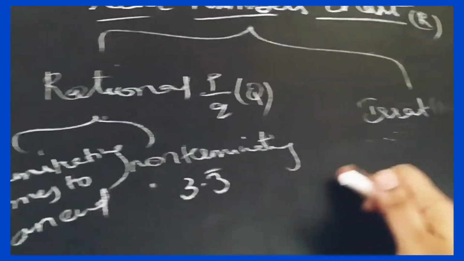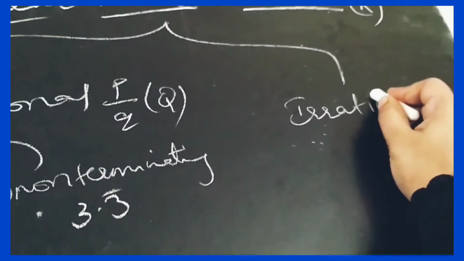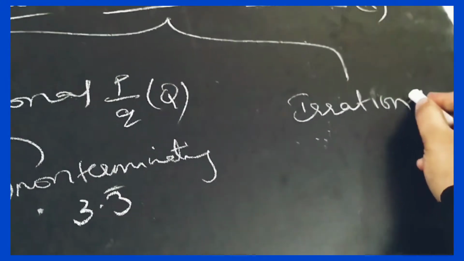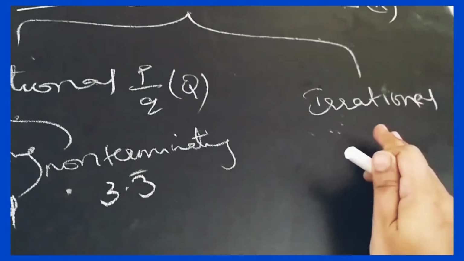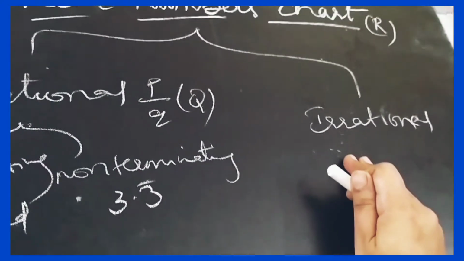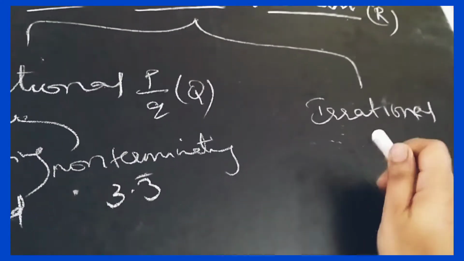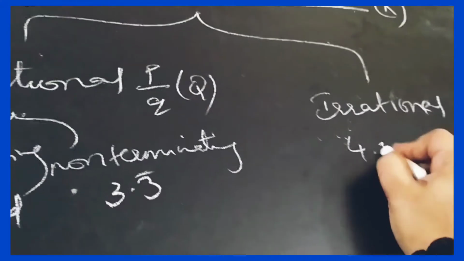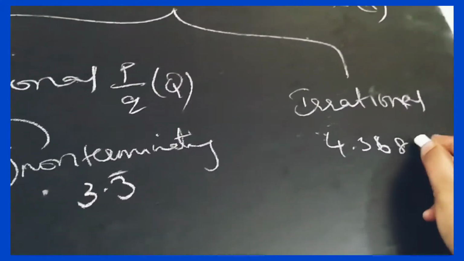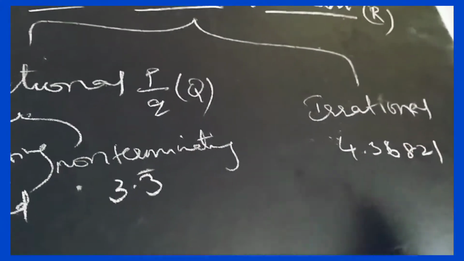Now, irrational numbers. What are irrational numbers? Irrational numbers are those numbers which are not rational. They are in decimal form and go on forever. Example: 4.3681, and so on. They go on forever.